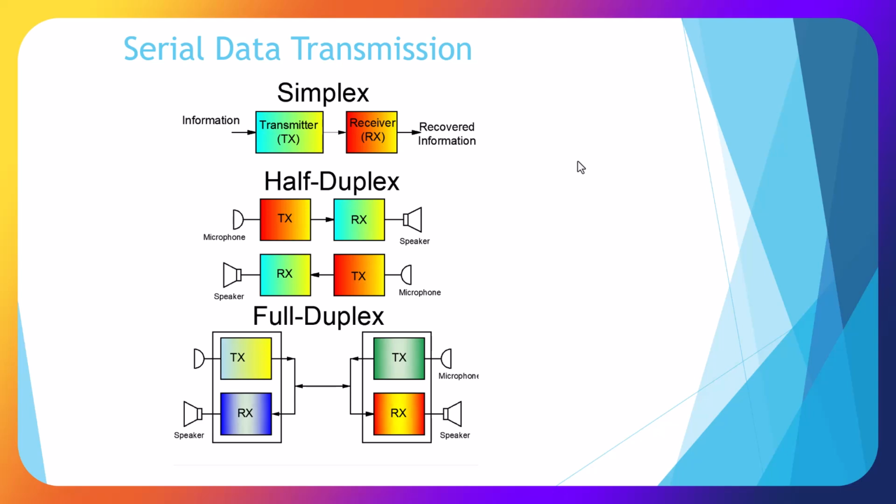Okay, so let's take a look at some basic serial data transmission techniques. We could use simplex, which is one direction. Something like this would be like cable TV, which comes from the broadcaster directly to your home and one way only. Half duplex would be like a walkie-talkie where you could talk or you could receive, but you can't do both at the same time. And full duplex would be like your cell phone where you could talk and receive all at the same time.